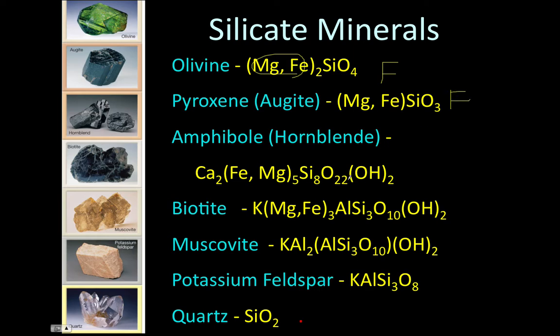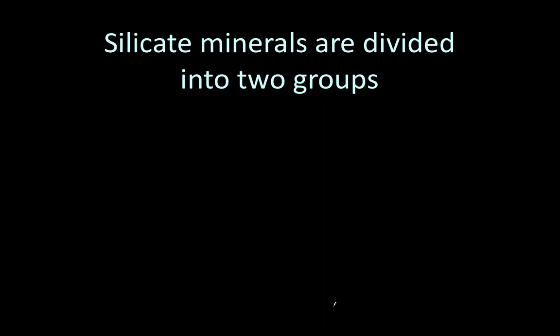What about amphibole? Looking through the complicated chemical formula, you see Fe and Mg, so this is also a ferromagnesian. What about biotite? Yes, it has Mg and Fe in it. Muscovite? I don't see it. So this would be a non-ferromagnesian. Potassium feldspar is a non-ferromagnesian, and quartz is also a non-ferromagnesian.